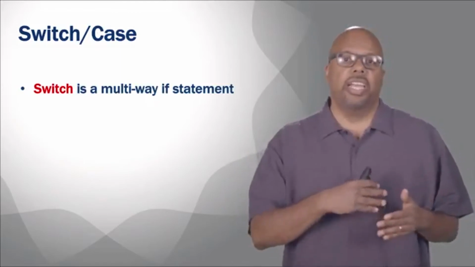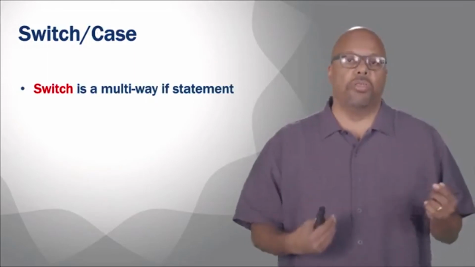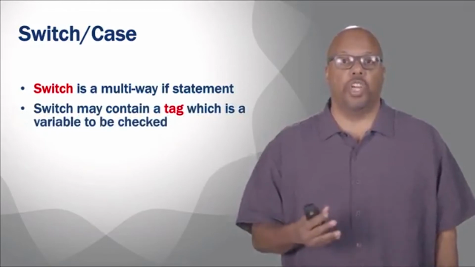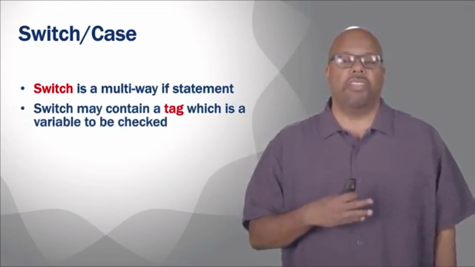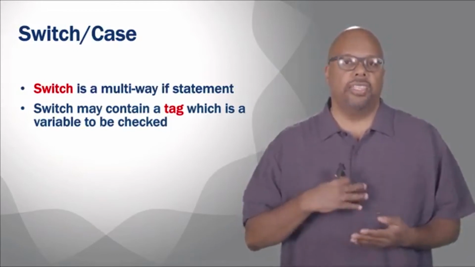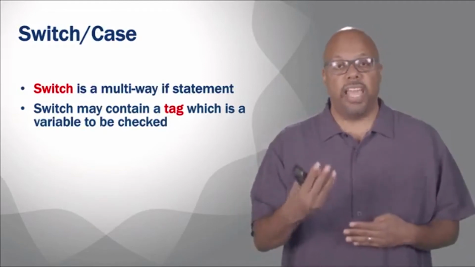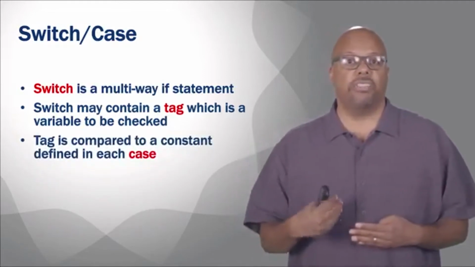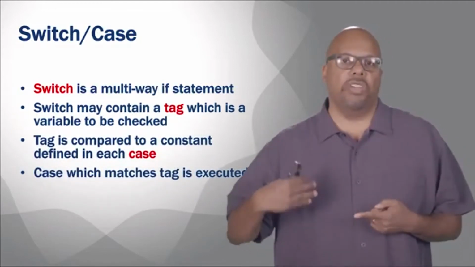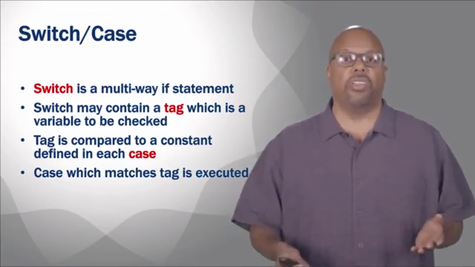So a switch is like there's a set of cases, and only one of them is going to be executed, whichever one matches. The switch typically contains a tag, which is a variable to be checked, right? So maybe I say switch x. That's the variable I'm going to check. Then each case is associated with some constant value that the tag is compared to. The tag is compared to the constant defined right after the case keyword, and whichever case's constant matches the value of x, that's the case that's executed, and none of the rest are.